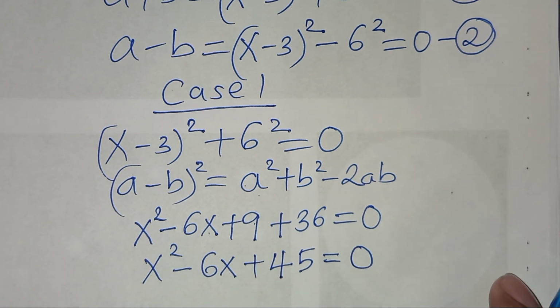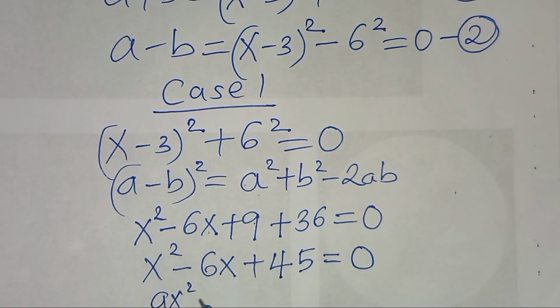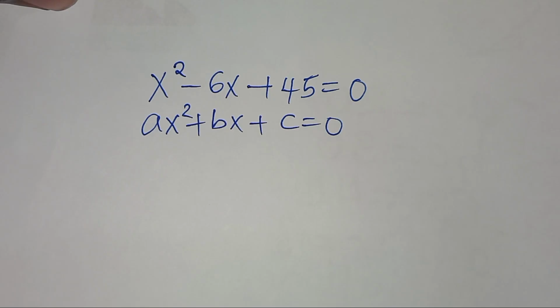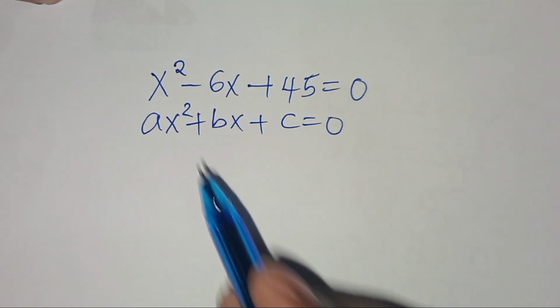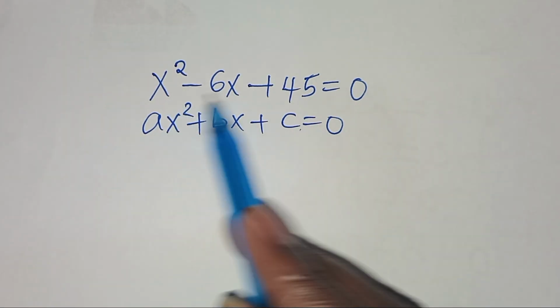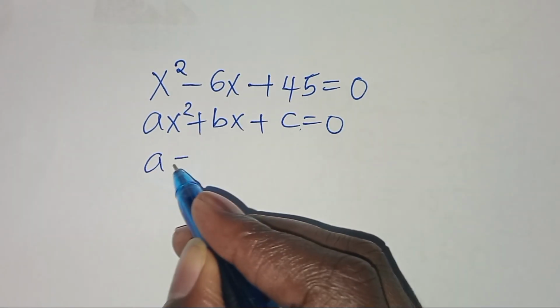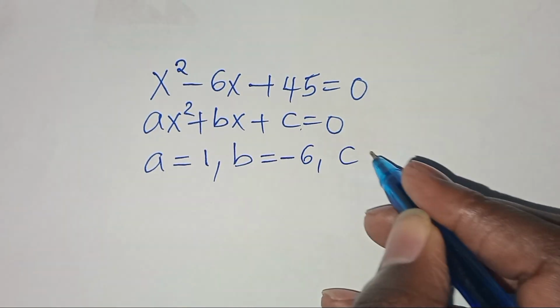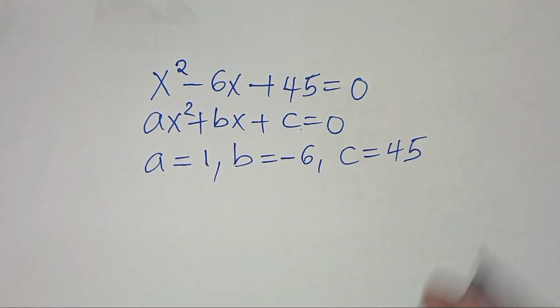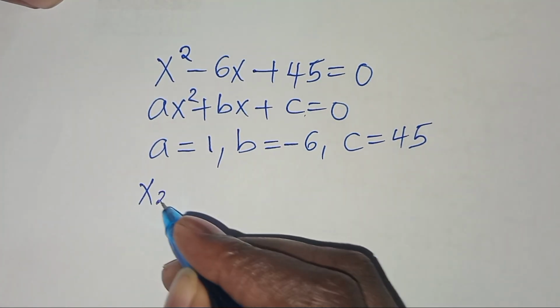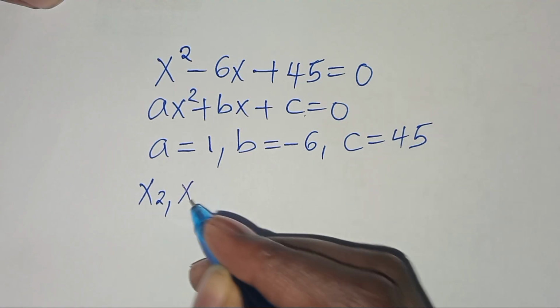This is a quadratic equation of the form ax^2 + bx + c = 0. Let's proceed from here. From this quadratic equation, the value of a is 1, the value of b is -6, and the value of c is 45. The next phase here, let's solve for the values of x.